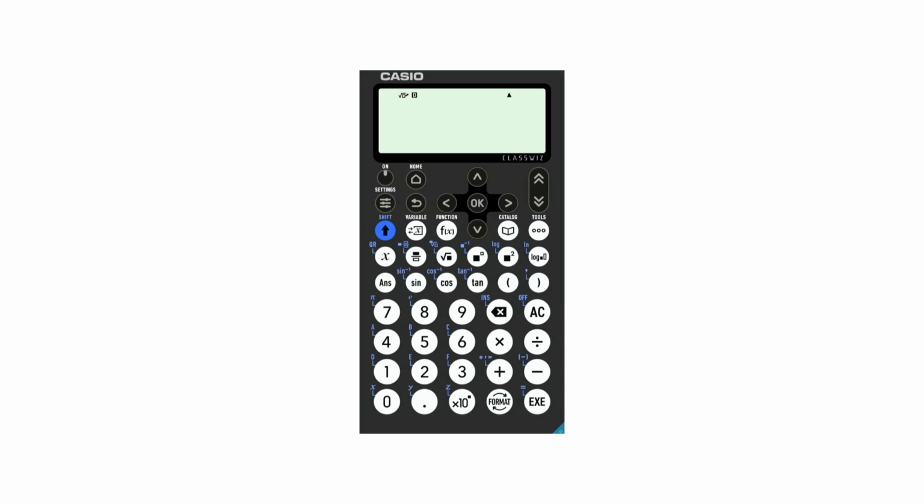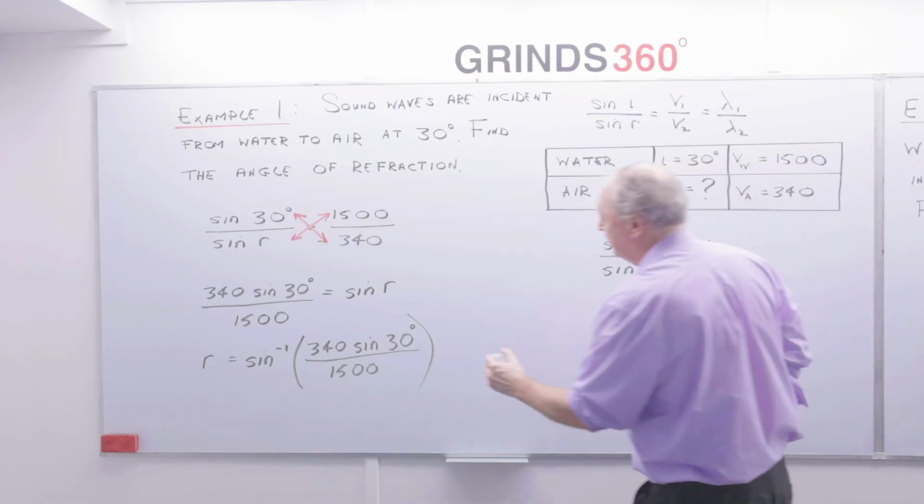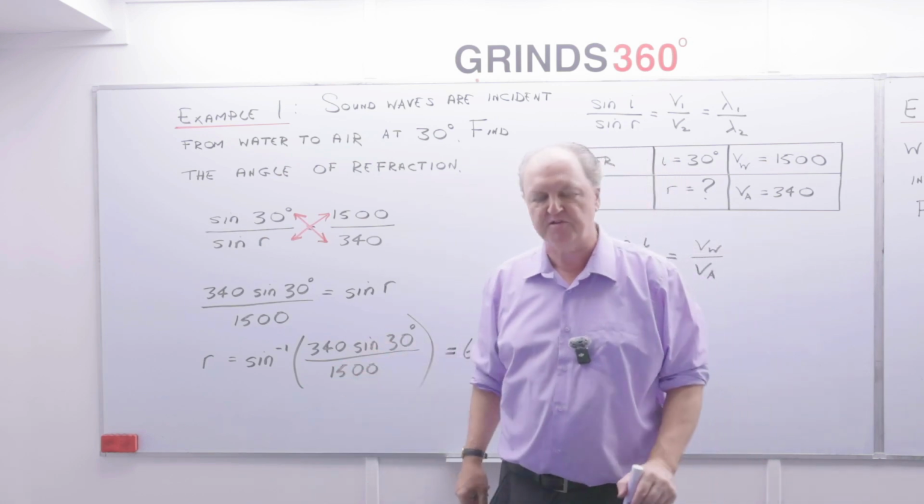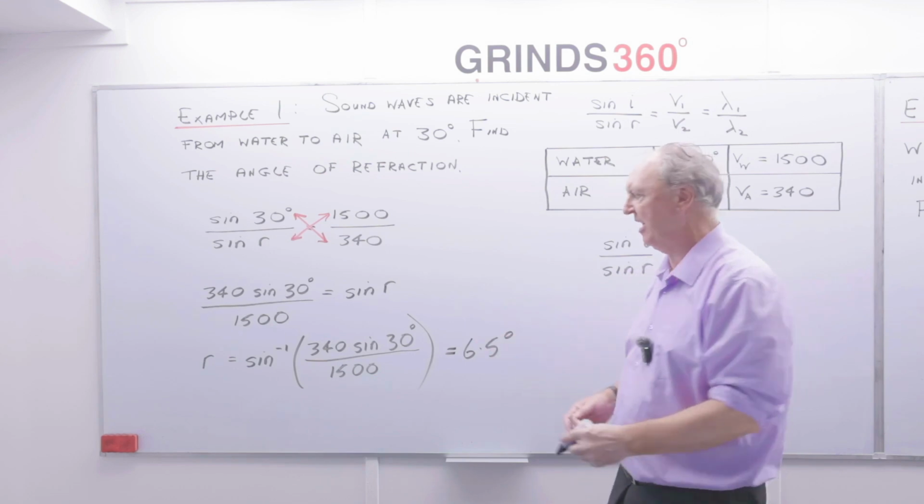So I've got inverse sine, so it'll be shift sine, fraction on top. I've got 340 sine 30 degrees, close bracket, scroll down to the bottom, over 1500, close the outer bracket, and then execute. And I get an answer of, say, 6.5 degrees to 1 decimal place. So my answer for the angle of refraction, R, to 1 decimal place, is 6.5 degrees. That's the level of maths you need to do higher level physics. Just be able to manipulate a formula and use your calculator.